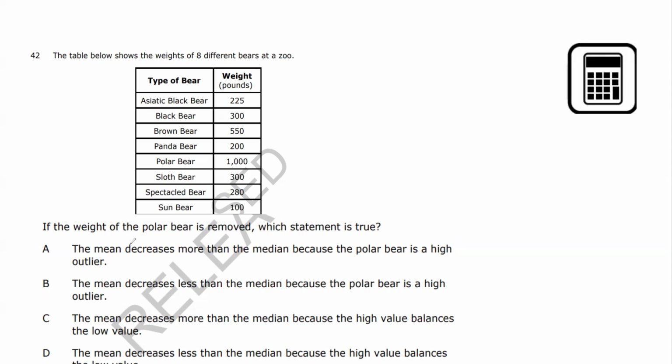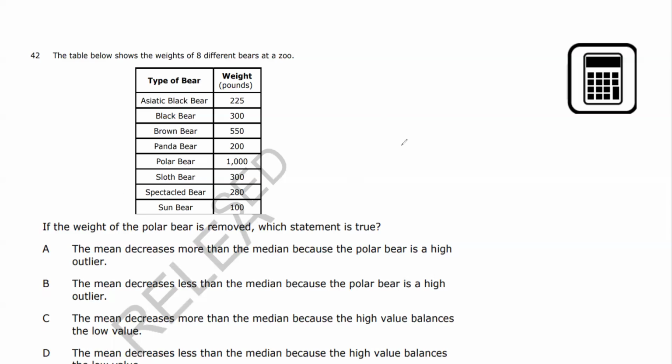Each of the answer choices talks about mean, and it also talks about median. So that's what I'm highlighting there. So in order to get a fair picture of things, I'm going to find the mean and the median, and it's asking for if the weight of the polar bears are moved.